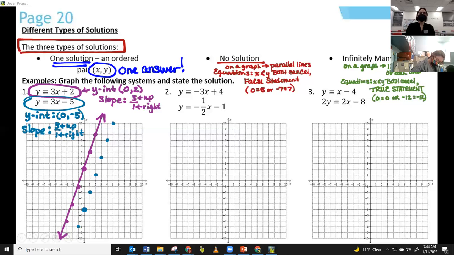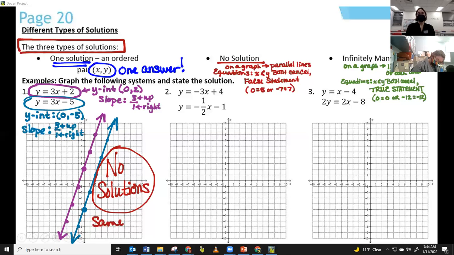Where are these two lines going to intersect each other? Never. So this is a no solution situation. Absolutely correct. One of the ways I know for sure that it's no solutions, they had the same slope, but they had different starting places. Same slope, but different starting places.